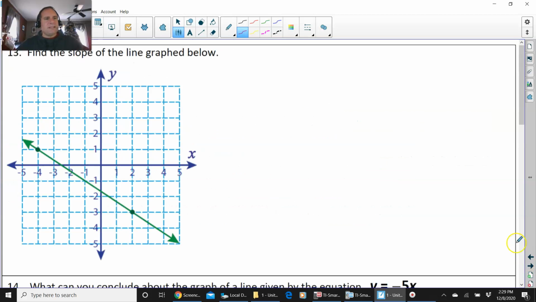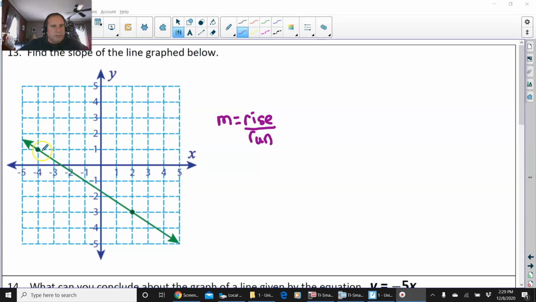All right, number 13. Find the slope of this line graph below. All right, so I need 2 points. They give you the 2 points. My slope formula is rise over run. So I'm going to use the points they give me.